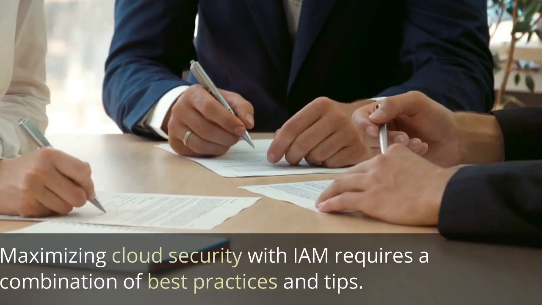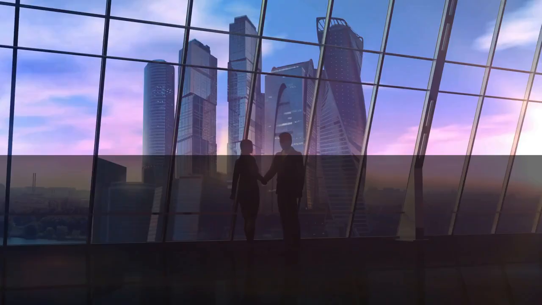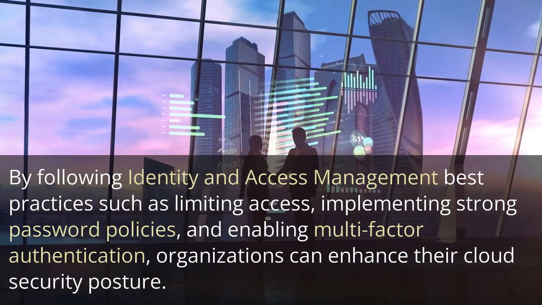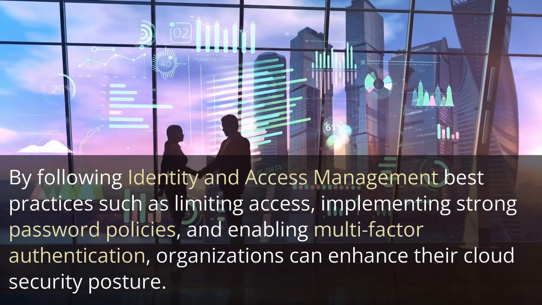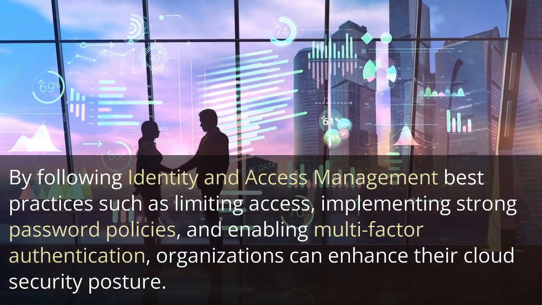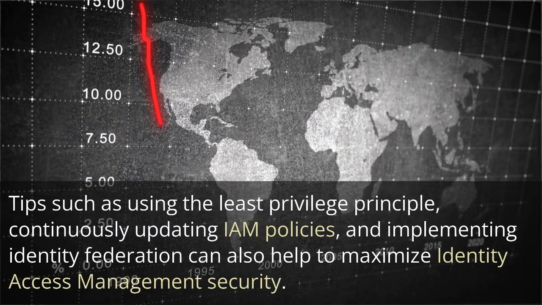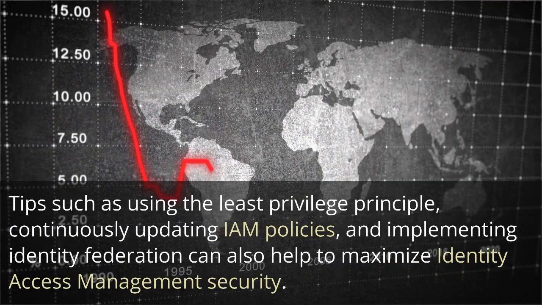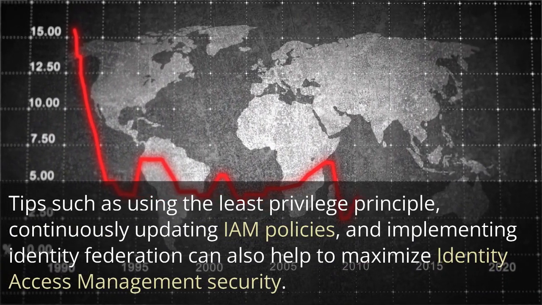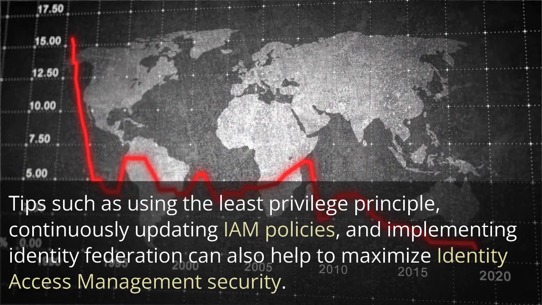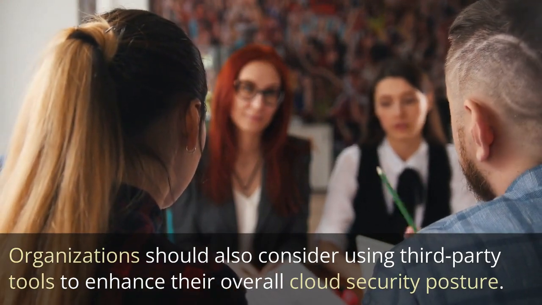Conclusion. Maximizing cloud security with IAM requires a combination of best practices and tips. By following identity and access management best practices such as limiting access, implementing strong password policies, and enabling multi-factor authentication, organizations can enhance their cloud security posture. Tips such as using the least privilege principle, continuously updating IAM policies, and implementing Identity Federation can also help to maximize identity access management security. Organizations should also consider using third-party tools to enhance their overall cloud security posture.